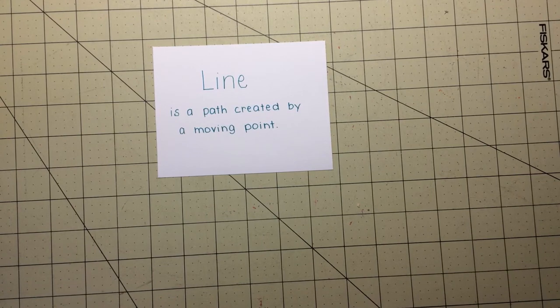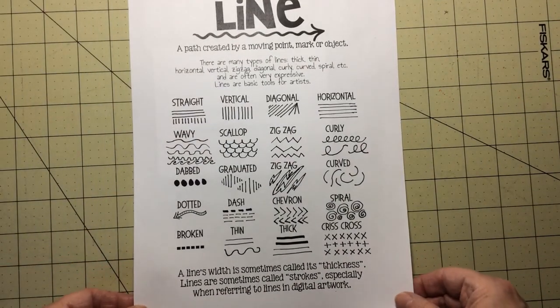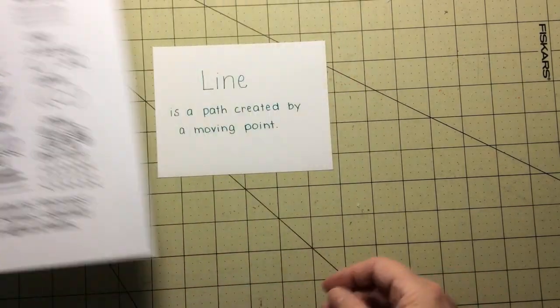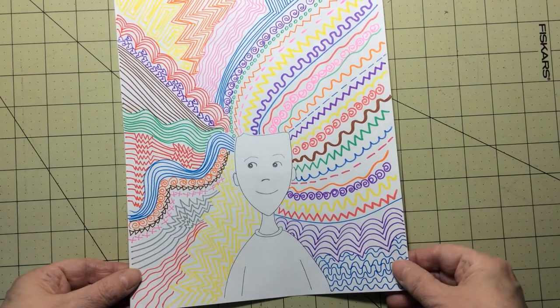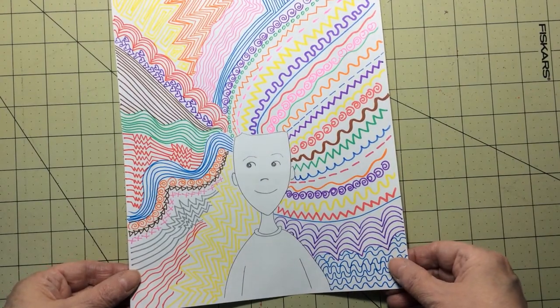I'm here to talk to you a little bit about your art lesson for this week. Your art lesson this week is going to be all about line. We're going to talk about what a line is, the definition of a line, and then we're going to get a chance to use all kinds of lines, like these kinds of lines, to create a piece of artwork. And our artwork is going to look a little something like this. So we're going to make a crazy hair day piece of artwork.